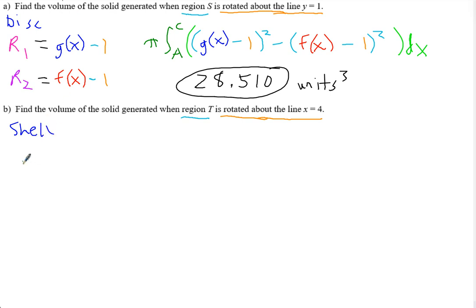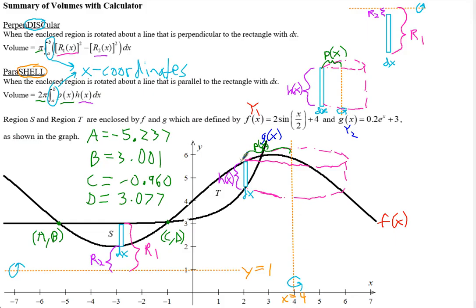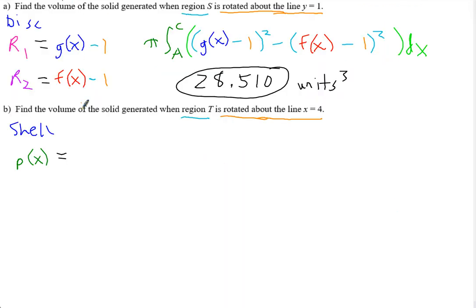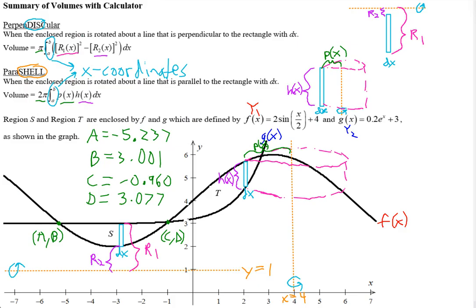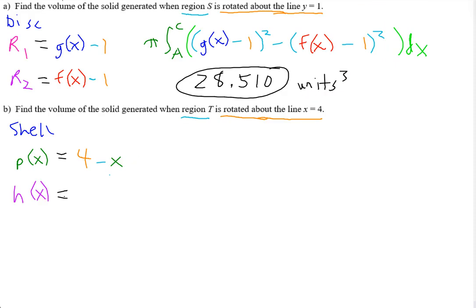So let's start with p of x, the radius. Since it's a horizontal distance here, the one on the right goes first because that has a bigger x coordinate. So the one on the right is 4 minus the one on the left. Wherever your rectangle is, because you could draw it anywhere, it just represents x, the x coordinate. So it'd be 4 minus x. And then h of x would just be the top minus the bottom of the rectangle. In this case, for region T, the one on the top is f of x minus the one on the bottom, g of x. So it'd be f of x minus g of x.